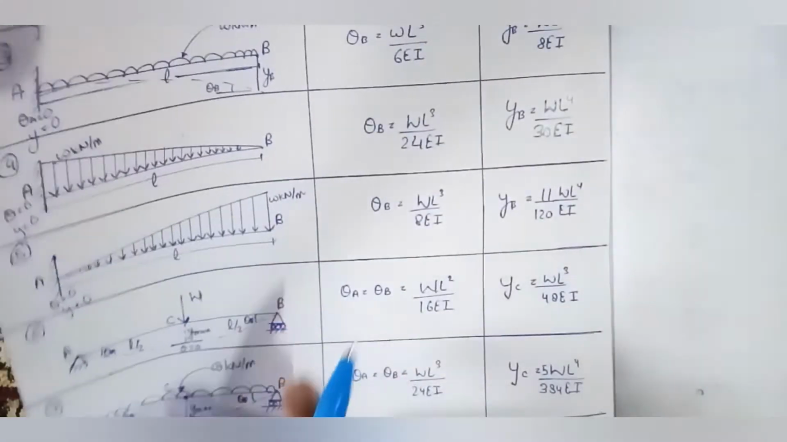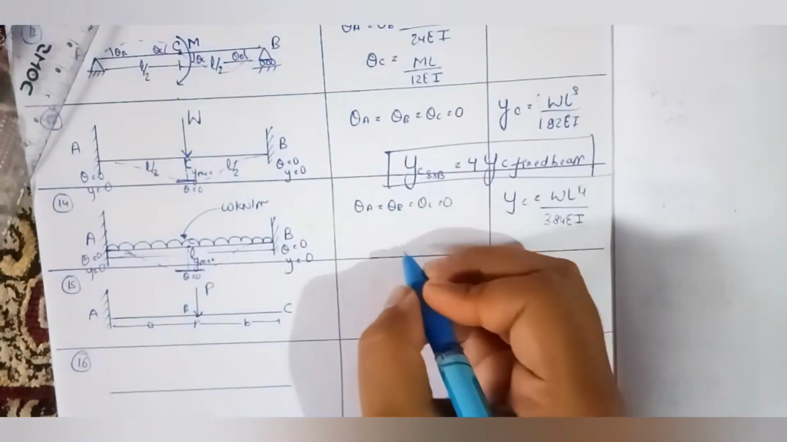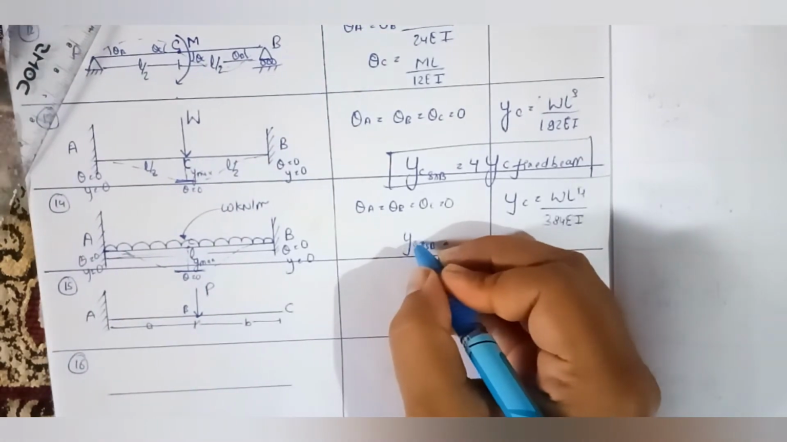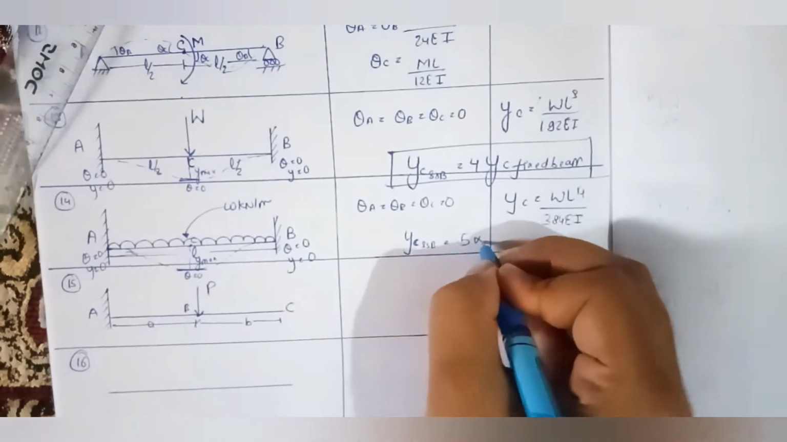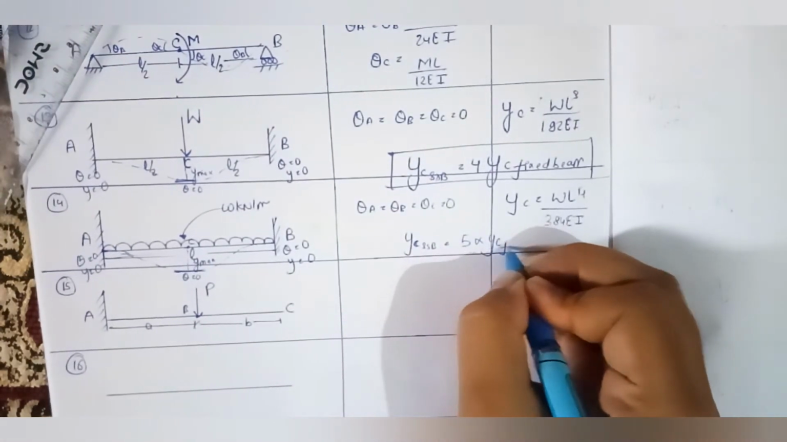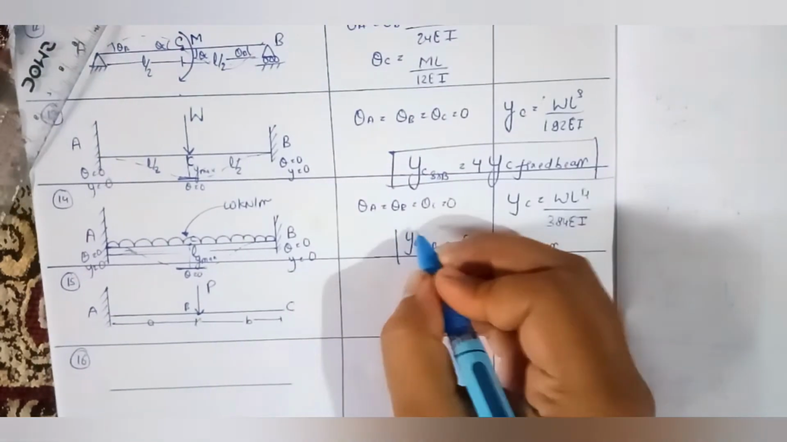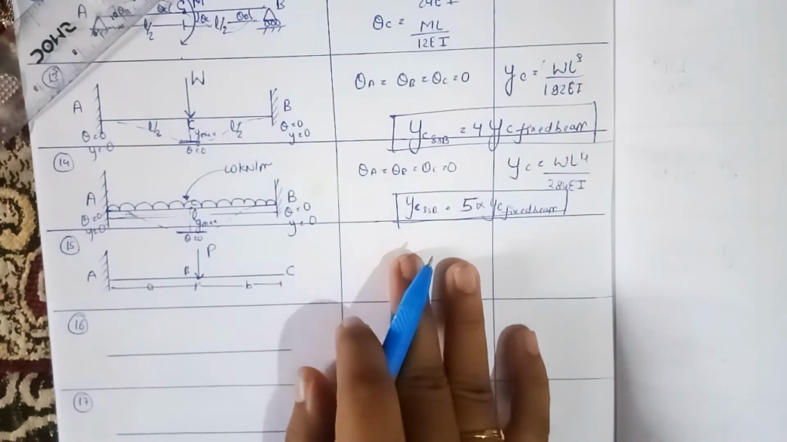So the value of deflection for the simply supported beam is 5 times the deflection in the case of a fixed beam. Very important relationship, remember this.